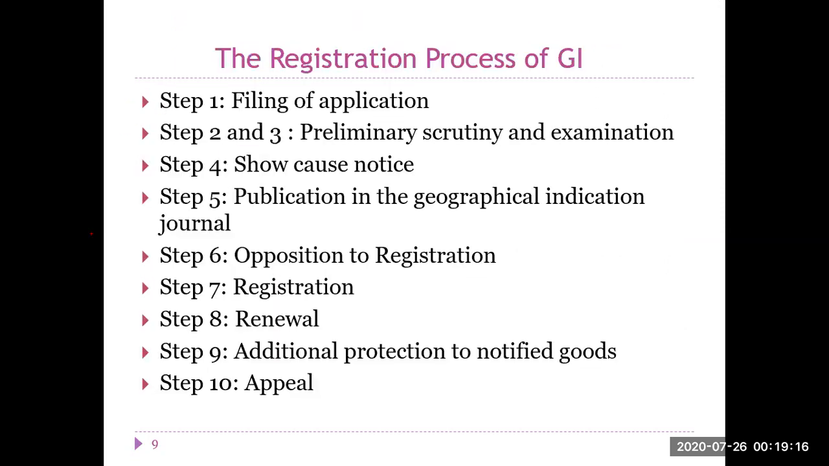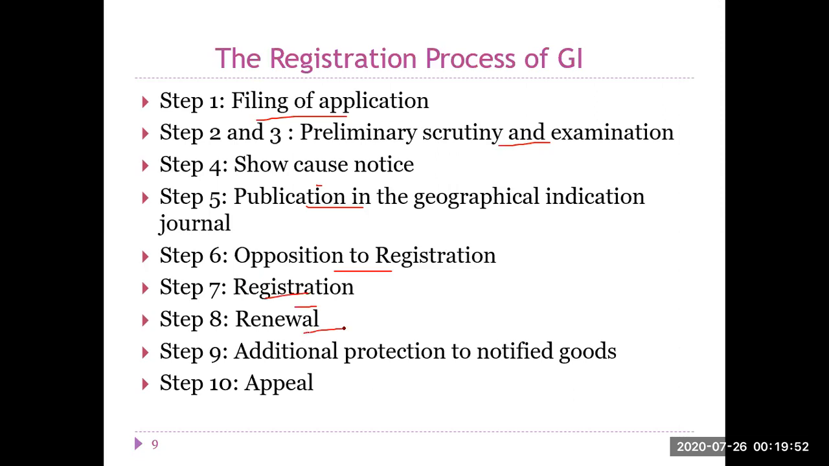Then our last topic is the registration process. How can we complete the process for a GI? You have to file an application. There will be some scrutiny or examination, then a notice, then it will be published in the journal. If there is any opposition to the registration, there will be a notice, or if there is none, then it will be registered.